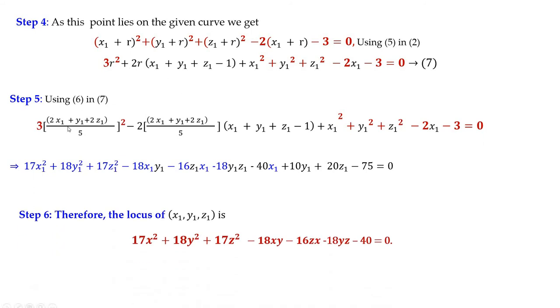Now the r value we have already obtained, which is named as 6, so that is used here, and on simplification this gives you this, and by considering the locus of that we get the required equation of the cylinder.